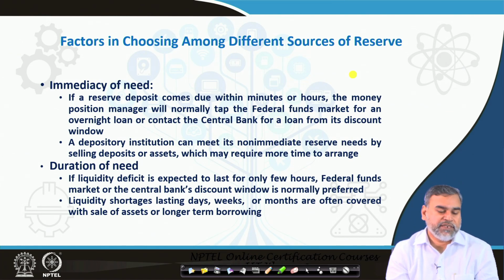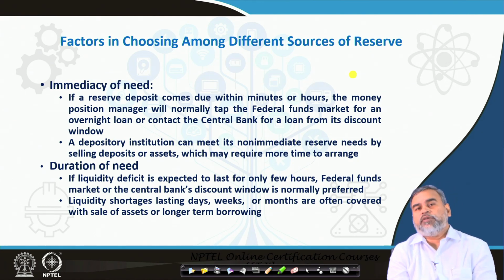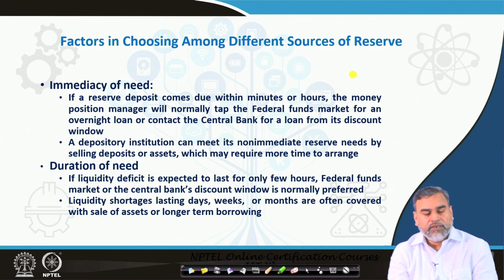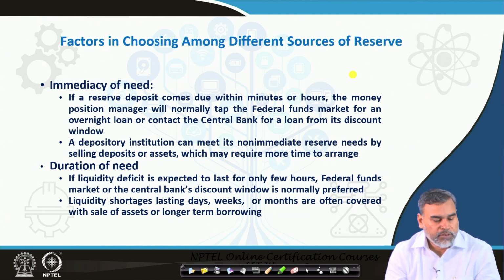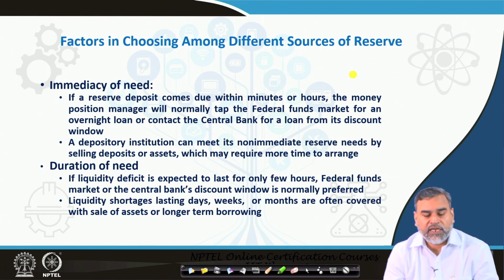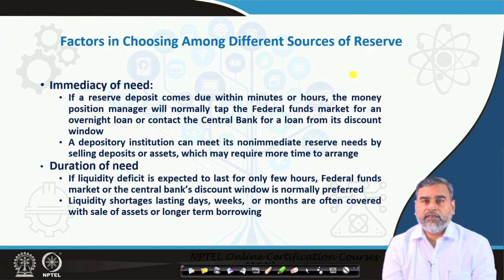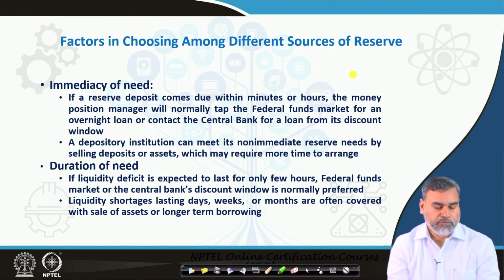So, that is immediacy. Then you have the duration of the need: when you need this, at what time the requirements are there, so that certain precautions can be taken to overcome that type of problem. In the duration context, if the deficit is expected to last for only a few hours, then the central bank or any other reserve bank discount window is normally preferred at that point of time, because they have already incurred a huge loss in the market, and again they have to rely upon the government to fulfill the gap which they realized before.